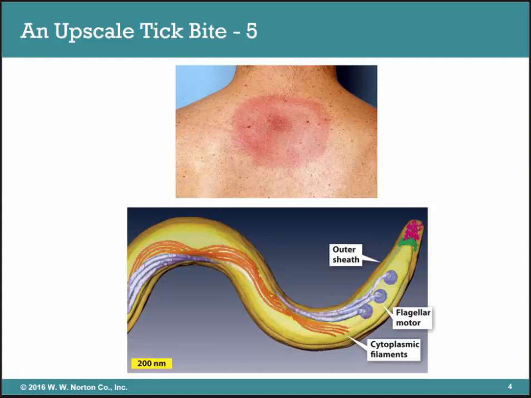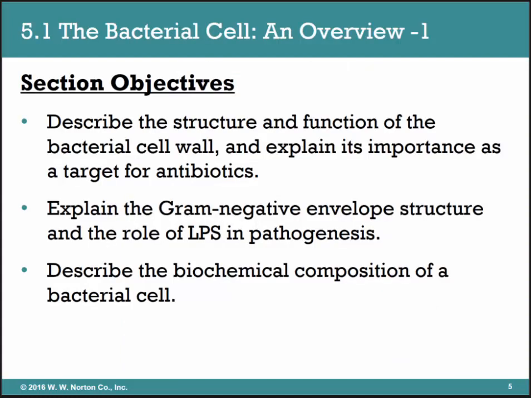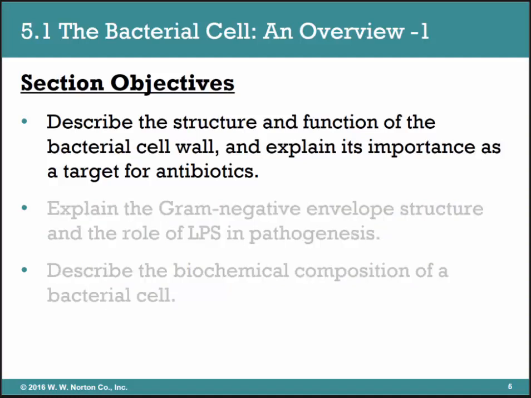Bacterial cells have distinctive characteristics that contribute to their pathogenicity and provide targets for medications to kill them. Section 5.1: The bacterial cell, an overview. Describe the structure and function of the bacterial cell wall and explain its importance as a target for antibiotics.